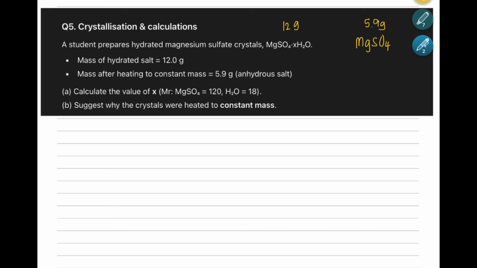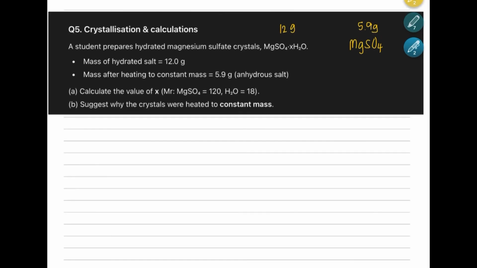So you're asked to calculate the value of X, how many water molecules are chemically combined to magnesium sulfate. In order to do that, first we'll find the moles of magnesium sulfate and water, and then using the ratio method we'll find the number of water molecules. The ratio would be, with 1 mole of magnesium sulfate, how many water molecules are present, and then you will write the moles there. So let's find out the moles of water.